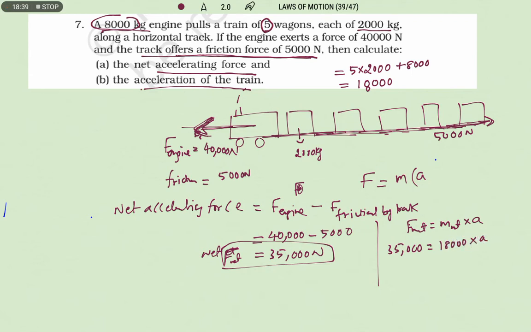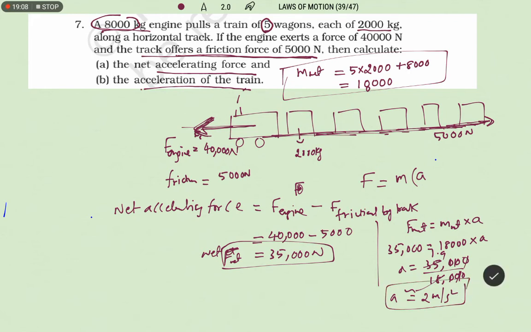18,000 into a. Therefore, a is equal to 35,000 by 18,000 kg. This is net mass. Right. So zeros get cancelled. So nearly 1.9 something. Or closely we can write 2 meter per second square. So this is the acceleration of the train.